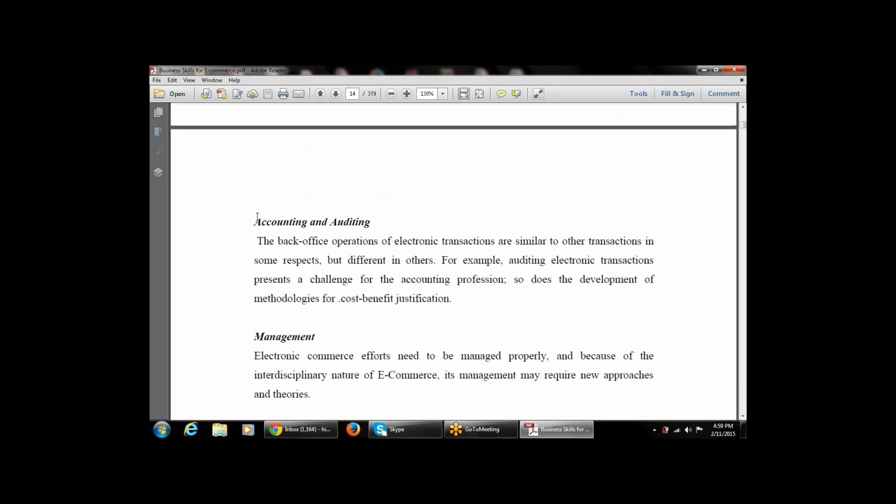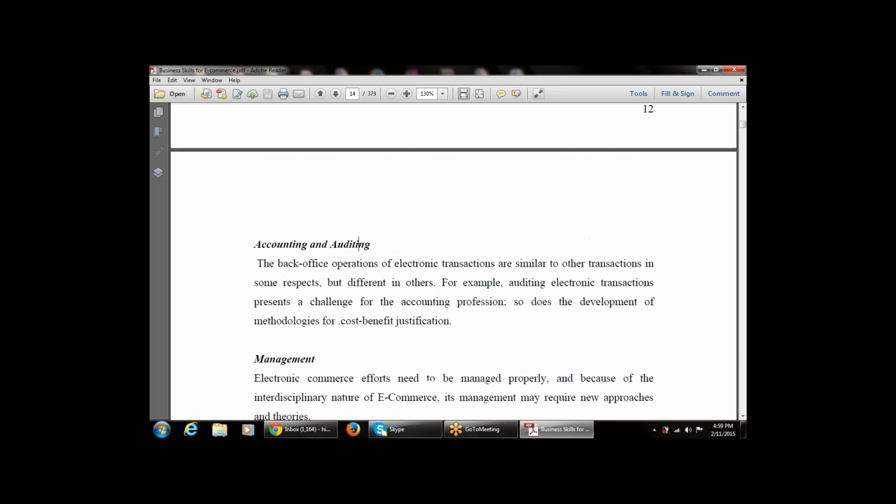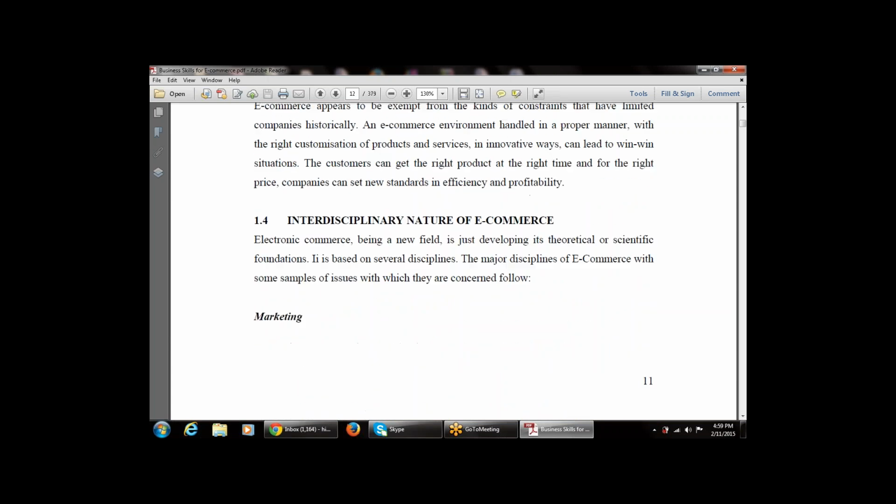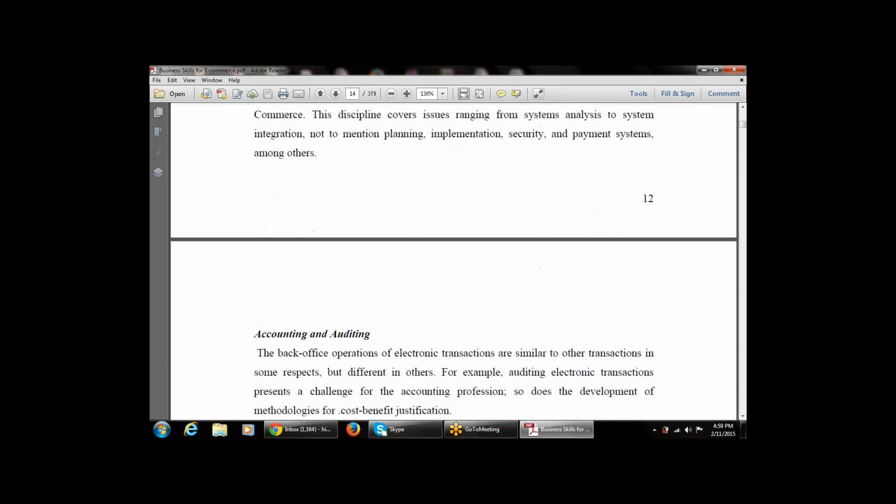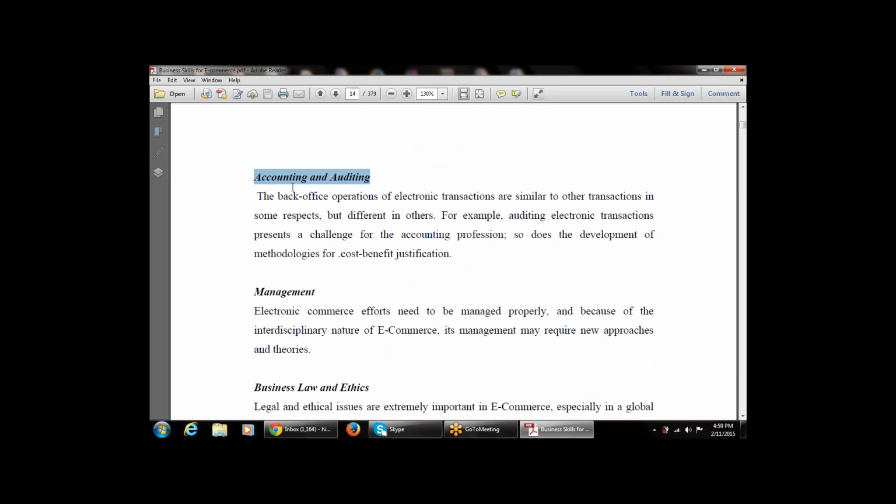Then the next category of the nature or the need of e-commerce is accounting and auditing. That is, there is accounting and there is auditing. That is also a nature of e-commerce. We can use e-commerce in the accounting field as well as the auditing field. So this is the back field.